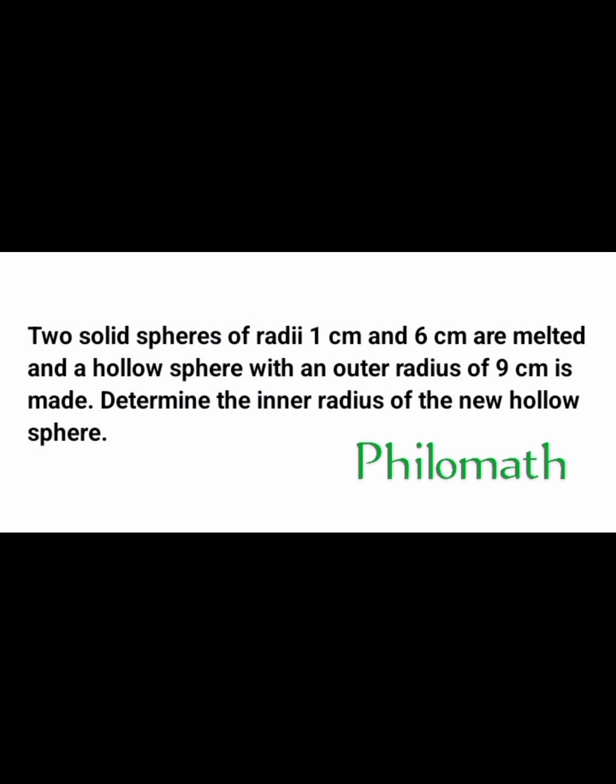Here, two solid spheres of radii 1 centimeter and 6 centimeter are given, and we have melted these two spheres into a hollow sphere. And we know that in a hollow sphere there are two radii, inner radius and outer radius, and out of these two, the outer radius is given, that is 9 centimeter. Now we have to find the inner radius of the hollow sphere. So without any delay, let us begin the solution.